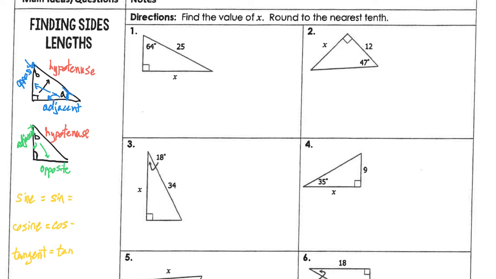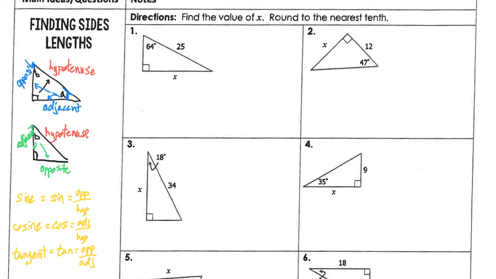Each of these functions has a ratio based on the opposite, the adjacent, and the hypotenuse. For sine, it's the opposite over the hypotenuse. I'm just going to abbreviate those. For cosine, it's the adjacent over the hypotenuse. And for the tangent, it's the opposite over the adjacent.